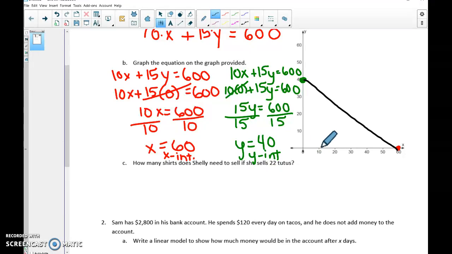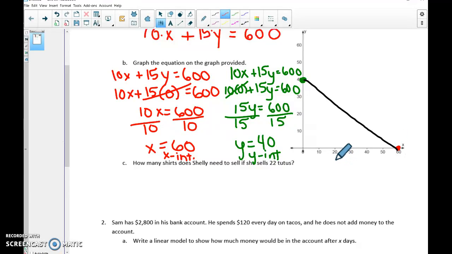In other words, if I sell 10 shirts, then I have to sell about 32, 33 tutus in order to make ends meet. Now I don't know if that's for sure accurate, but that's giving me a good idea of what I need to sell. You do need to remember to label. That was part of the credit.